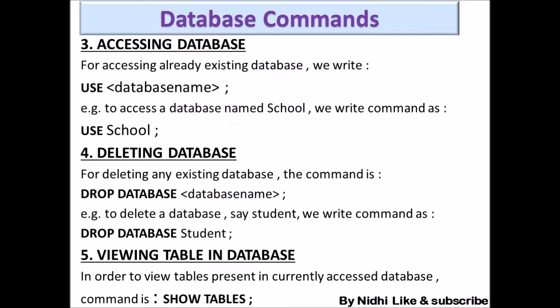Next command is accessing database. Accessing means using that particular database that we have created in the previous command. For using that particular database, we will write the command use and then the name of the database. What is our database name that we have created? It is school. So we will write the command use school semicolon. Students, remember that the semicolon is compulsory in writing a command. If you do not put a semicolon, you will get an error, that I will show you in practical.